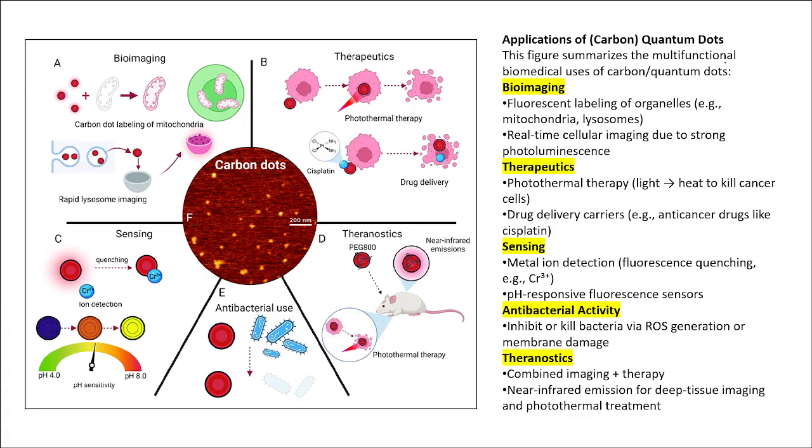So, if we talk about the application of carbon quantum dots, this figure summarizes the multifunctional biomedical uses of carbon quantum dots. They can be used for bioimaging. How can they be used for bioimaging? Just now we studied that we can do fluorescent labeling of organelles like mitochondria, lysosomes, and real-time cellular imaging due to strong photoluminescence. So we can label mitochondria with these carbon dots, and once labeled, we can see it under the microscope, we can do bioimaging, and this one would give fluorescence.